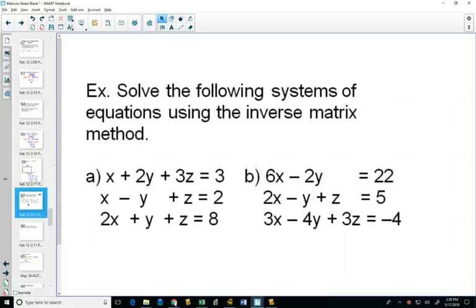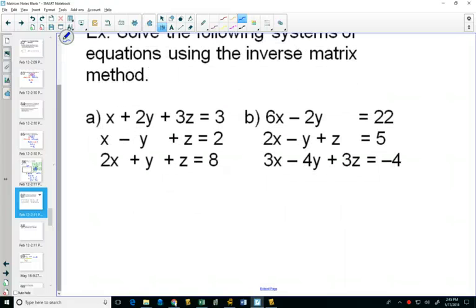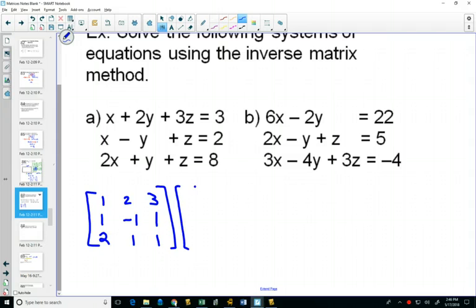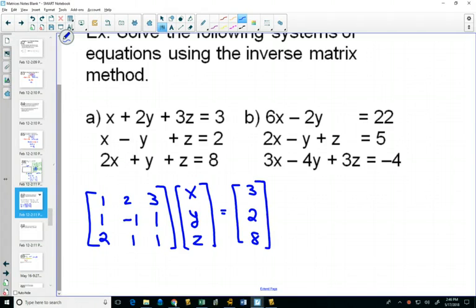So if we are solving using the matrix method, the first thing we have to do is change our systems of equations into matrices. So we take all the coefficients, 1, 2, 3, 1, negative 1, 1, 2, 1, 1. Multiply it by our variables is equal to our answers. So we're going to define this as matrix A, this as matrix X, and this as matrix B.